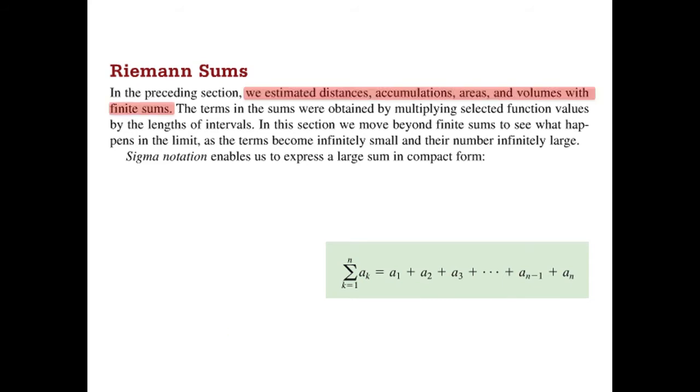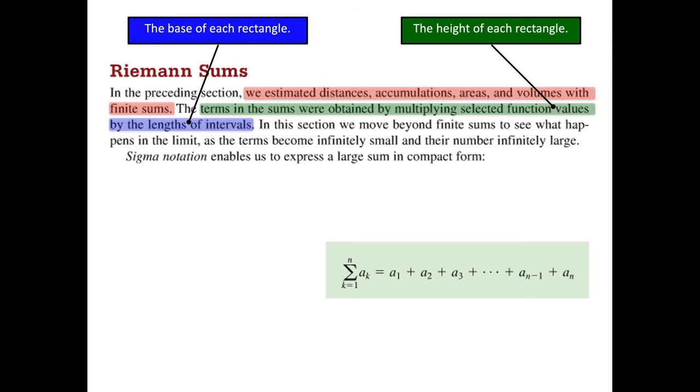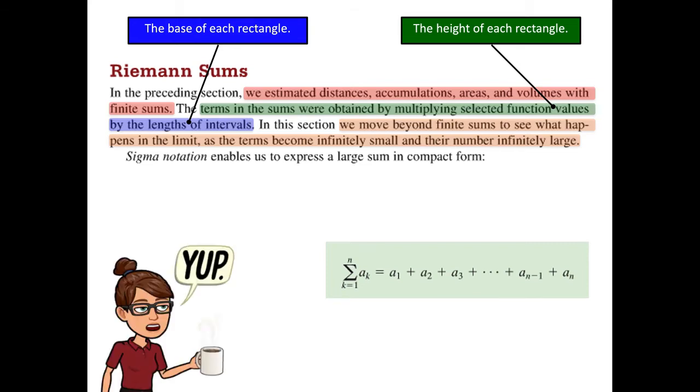What we've been studying here is how we can estimate elements like distance or total area or accumulations, whatever the scenario is, using finite sums. The way we do that is we use rectangles: the function evaluated represents the height of each rectangle, and we multiply that by the intervals along the x-axis, which is the base of each rectangle. Then we add all of those up.